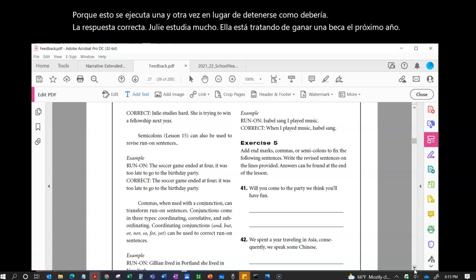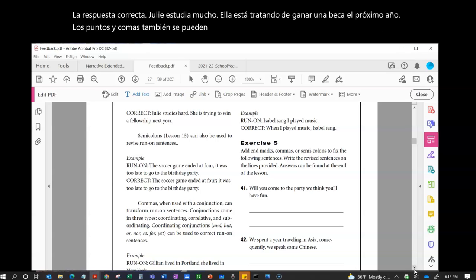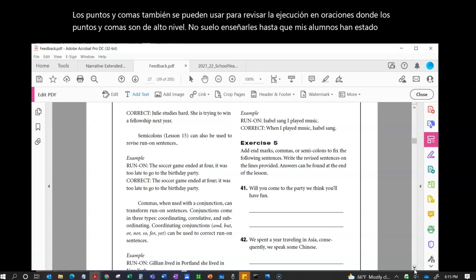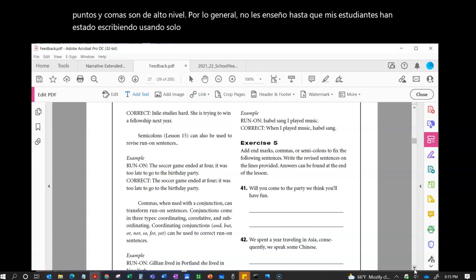Semicolons can also be used to revise run-on sentences. Semicolons are high level, I don't usually teach them until my students have been writing well using just regular punctuation, okay? So we may or may not get to semicolons, okay? But for now, just disregard that.